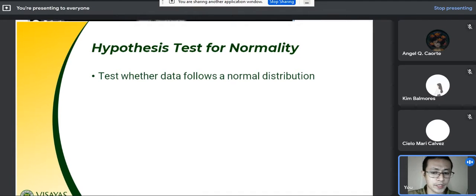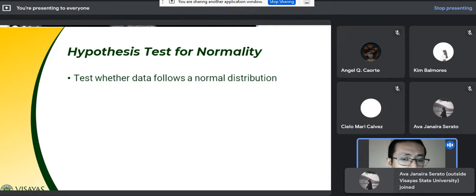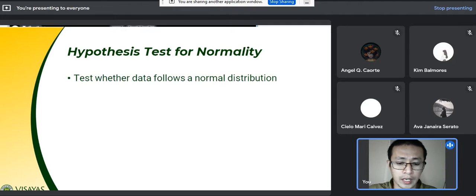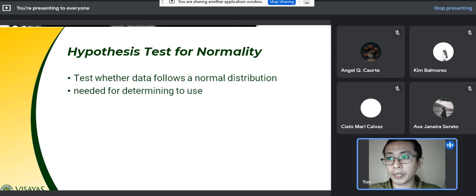normality, because for instance, if you don't have a large amount of data, your histogram would not really look like a bell curve. In that case, there are uncertainties that we want to clarify, whether this set of data really follows a normal distribution. So in addition to our histogram, we can perform the hypothesis test for normality to further check whether this data really follows a normal distribution. And that's what this lesson is all about, performing a hypothesis test for normality.